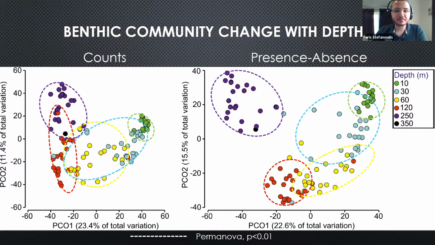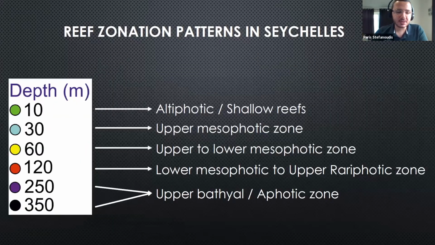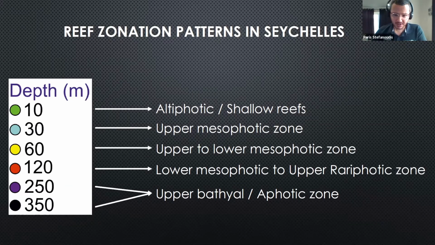Now, what this means is that we have distinct reef zones in Seychelles, which reflects what is known from other parts of the world. At 10 meters is what we call the altiphotic, more commonly known as the shallow reefs. At 30 meters, you have the beginning of the mesophotic zone, the upper mesophotic zone. Then at 60 meters, you have this transition from the upper to the lower mesophotic zone.